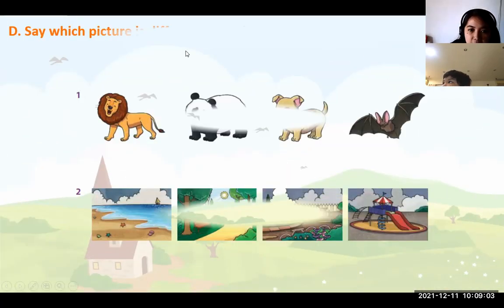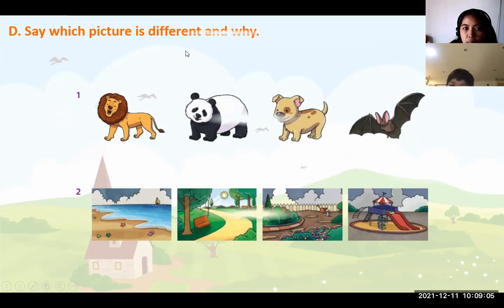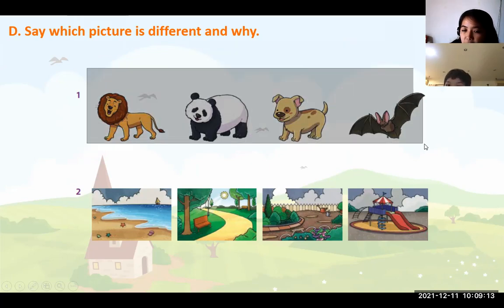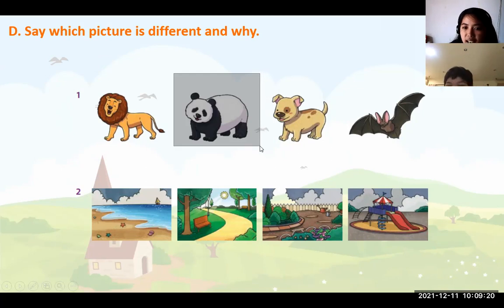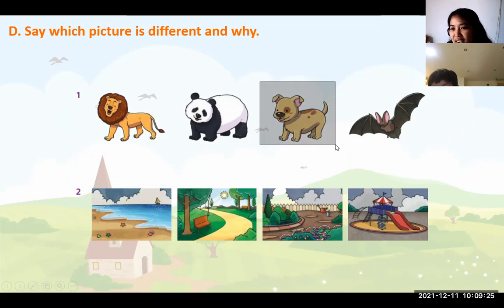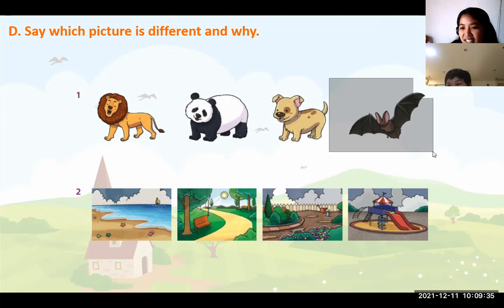So this time, let's move on to our part D, and you're going to say which picture is different. Take a look at every picture for number one. What is this one? Lion. Very good. Next. Panda. A panda. How about this one? A dog. How about here? Bat. It's a bat. Okay.